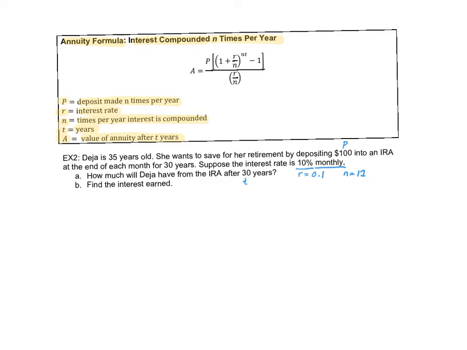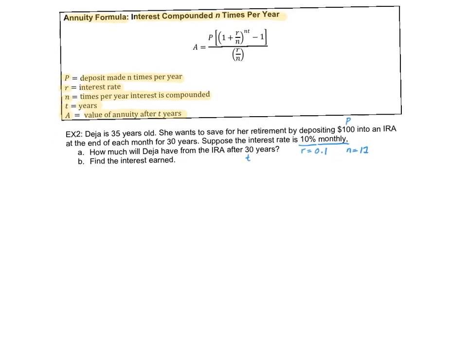Now this is similar to the previous example. T is still 30 years. The interest rate is the same. The amount that Deja is putting in is $100 per month. So at the end of 12 months, at the end of a year, she's putting in $1,200. So she's depositing the same amount of money as Sam did in our previous example. So let's see what happens if the interest is compounded monthly instead of yearly. Will that make a difference in the amount of money that you earn in your annuity?